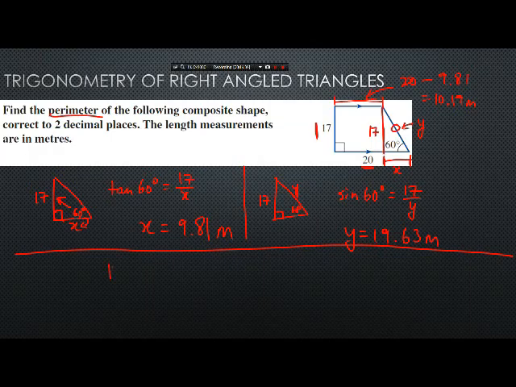We have the perimeter equals 17 on the left, 20 on the bottom. On the top we have 10.19, and then y is the other length that we're missing, which is 19.63. Adding all of these up, we should get 66.82 meters.